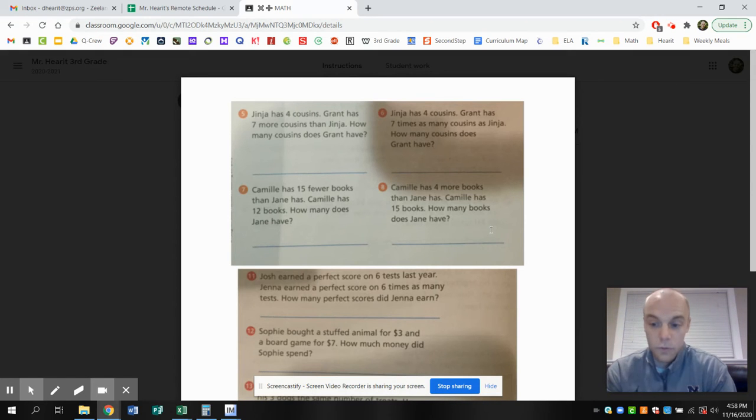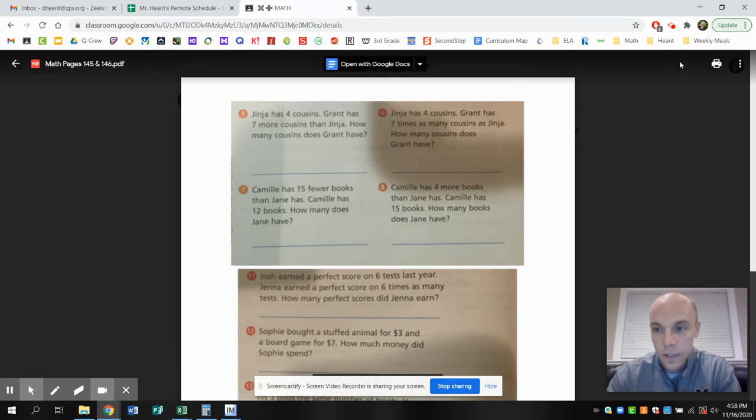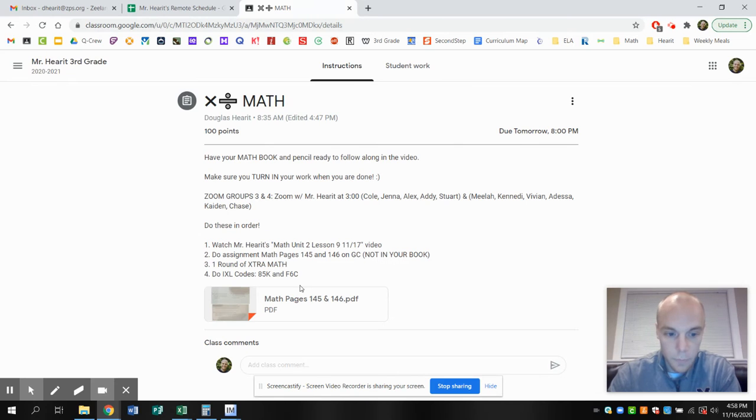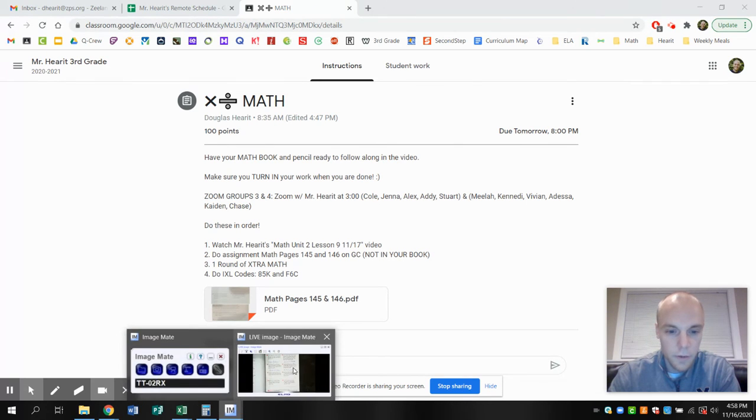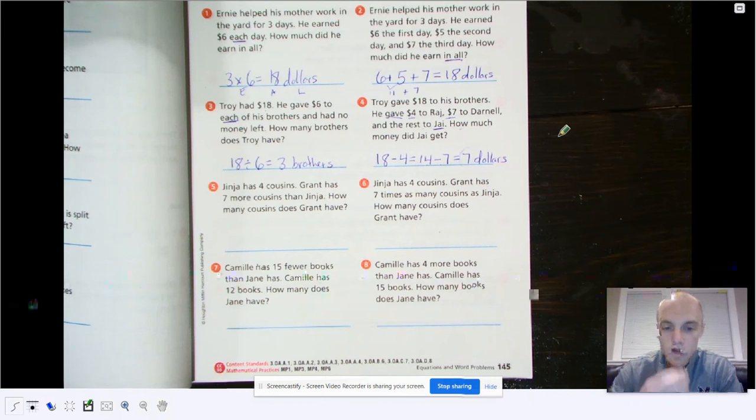If you want to do them in your book, great. But then copy the work over to Google Classroom here. You're going to hit the little pen button that'll be up there for you, and you're going to edit it. So you're going to do those four. Do those four on your own. Awesome. Let me go back to sharing my thing here. So you'll do those four.